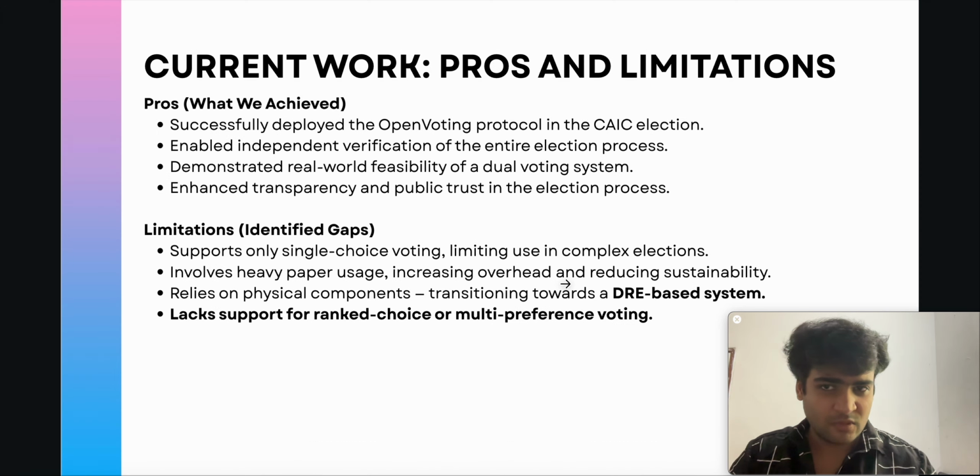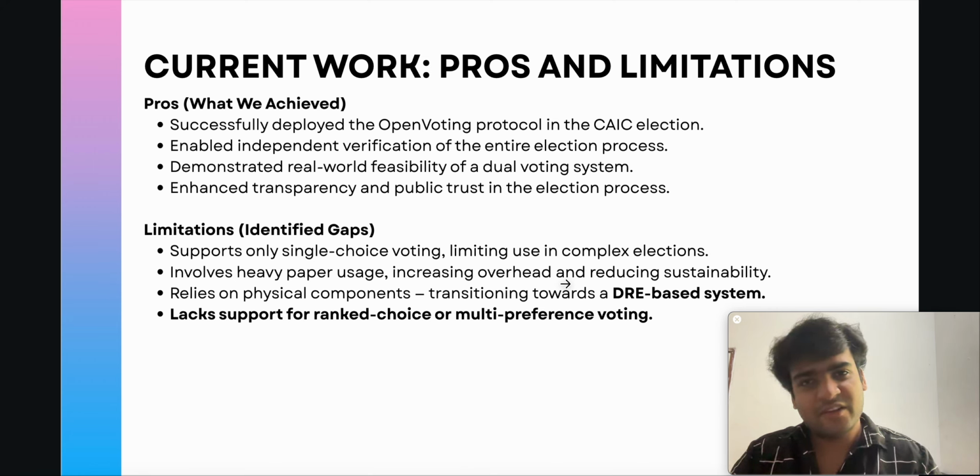So the current work which we have done, we have demonstrated the open voting protocol in a real world scenario, that it can be used in the real world during the CAC election of 2025. In this, we have conducted elections in two phases. In the first phase, we conducted around 32 elections simultaneously, and in the second phase, we conducted around four simultaneous elections. And in both of the phases, we got 100% correct result, as in the paper ballot.